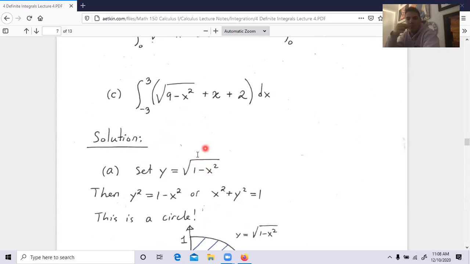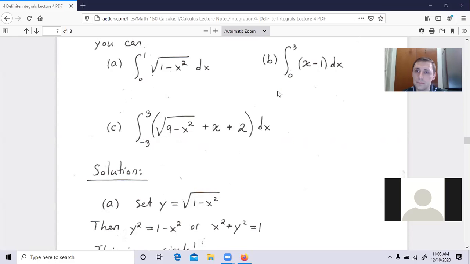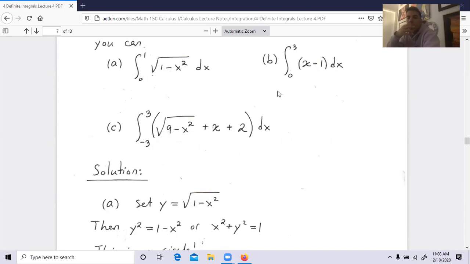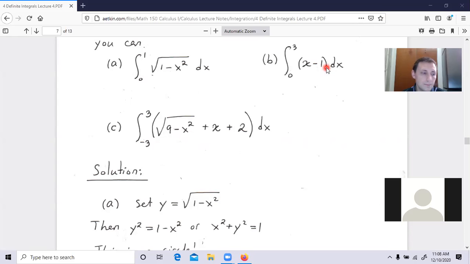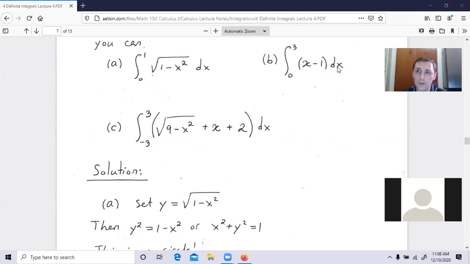Do you agree? Very familiar formula, because when I square it, it's y squared equal to 1 minus x squared, or x squared plus y squared equal to 1. Remind me, what's x squared plus y squared equal to 1? It is a what curve? Name it. Exactly, it is a circle of radius 1.